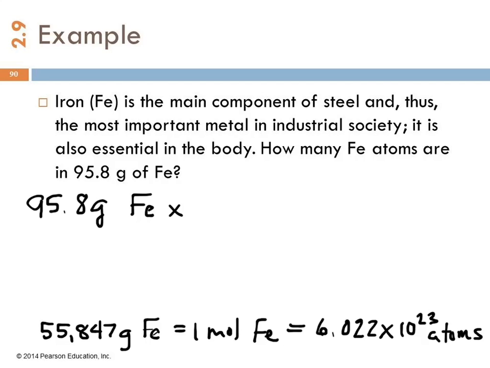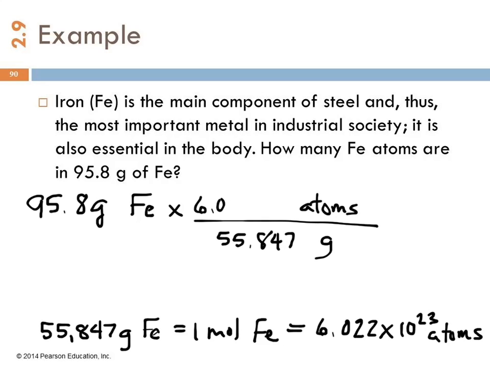So I've got grams, I want atoms, and I need grams in the bottom. 55.847 grams of iron is equal to Avogadro's number of atoms. The grams cancel out. 95.8 times 6.022 E23 divided by 55.847 equals 1.03 times 10 to the 24th atoms.